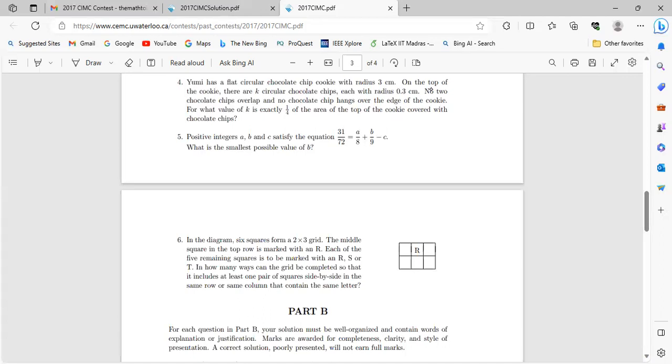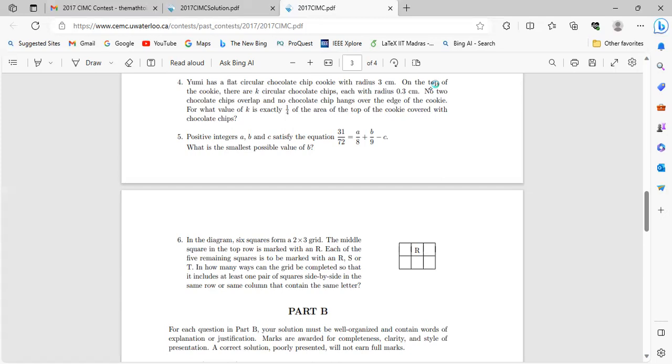Okay. So in the diagram, 6 squares form a 2 cross 3 grid. The middle square in the top row is marked with an R. Each of the 5 remaining squares is to be marked with an R, S, or T. In how many ways can the grid be completed so that it includes at least one pair of squares side by side in the same row or same column that contain the same letter?